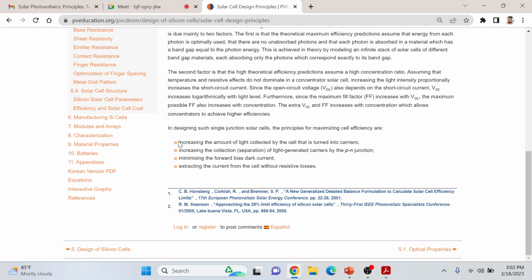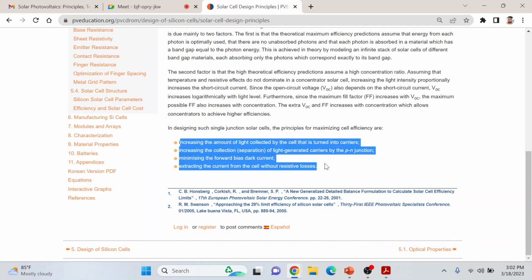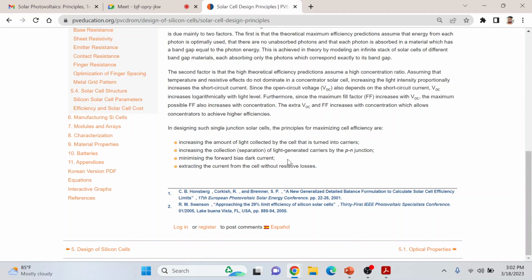You have to keep these things in mind. If you want to design a single junction solar cell, these are the principles which can maximize the cell efficiency. What are these? Increasing the amount of light collected by the cell that is turned into carriers. That means the absorbance of light. We have to design a material which should absorb more and more light so that we can get more and more carriers.